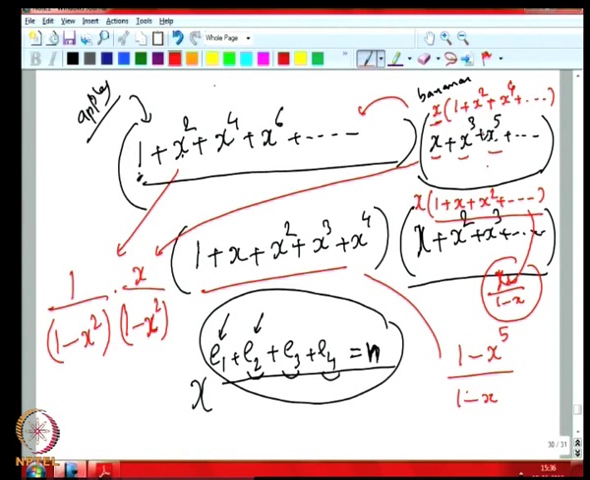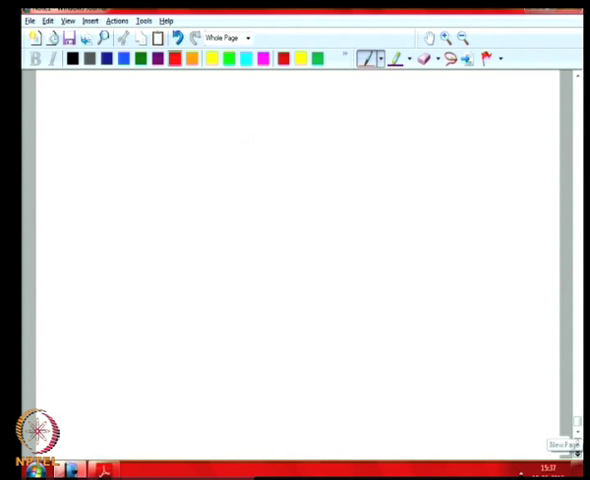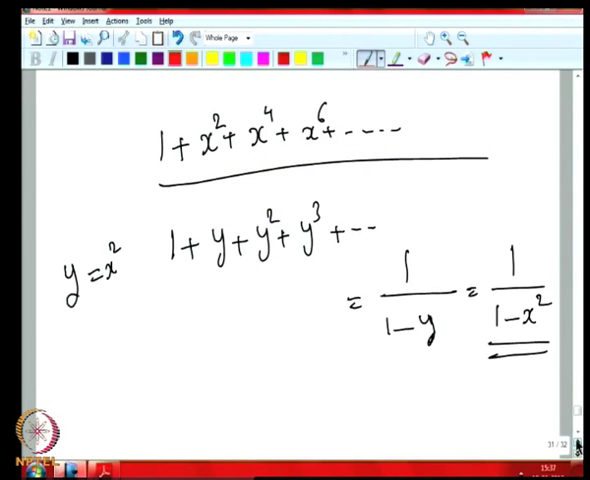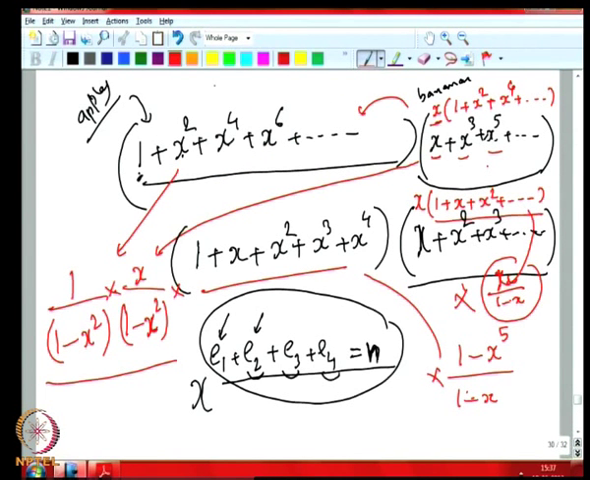So, we have this total product as 1 by 1 minus x square into x by 1 minus x square here, right, and here x by 1 minus x and 1 minus x square by 1 minus x, right. So, when you multiply all the 4 terms together, what do you get? We get x square into 1 minus x raised to 5 in the numerator, and in the denominator we have 1 minus x square whole square into 1 minus x whole square.